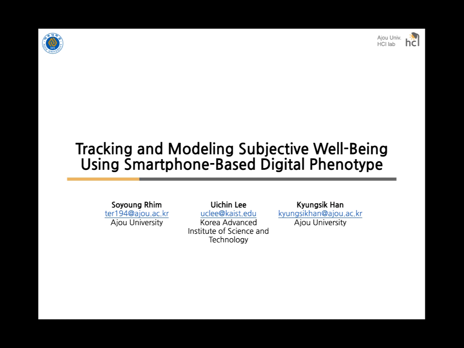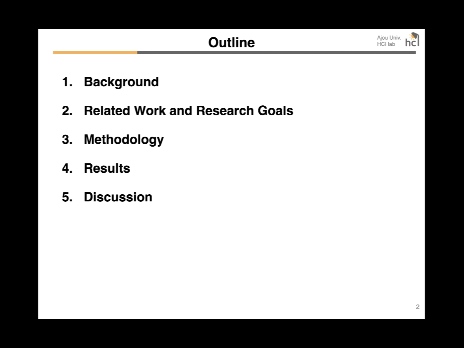As you can see from the title, the aim of this study is identifying people's subjective well-being from smartphone data. This work is done with Uichin Lee from KAIST and Kyungsik from Ajou University. This presentation consists of background of the research, related research, research methodology, and the results and discussion.